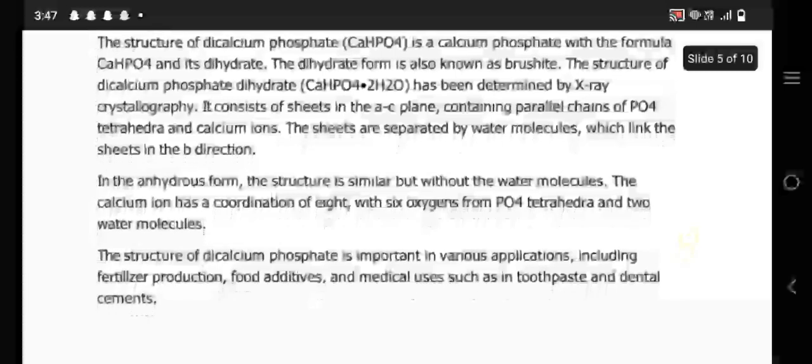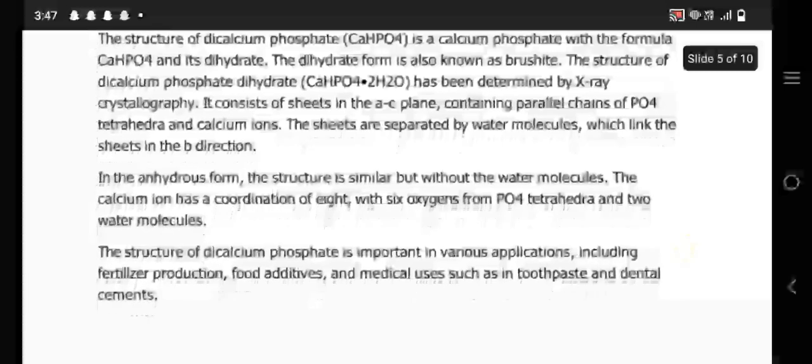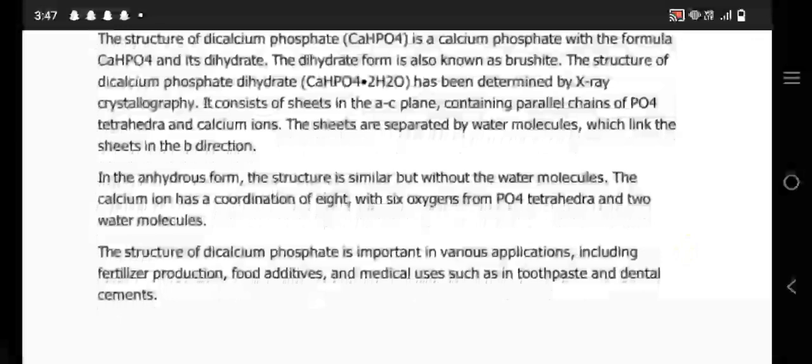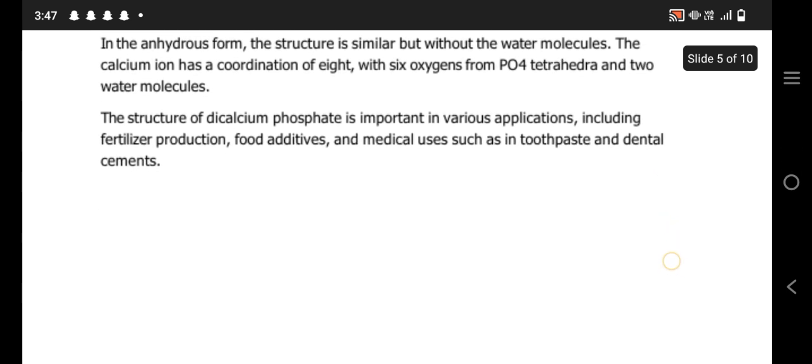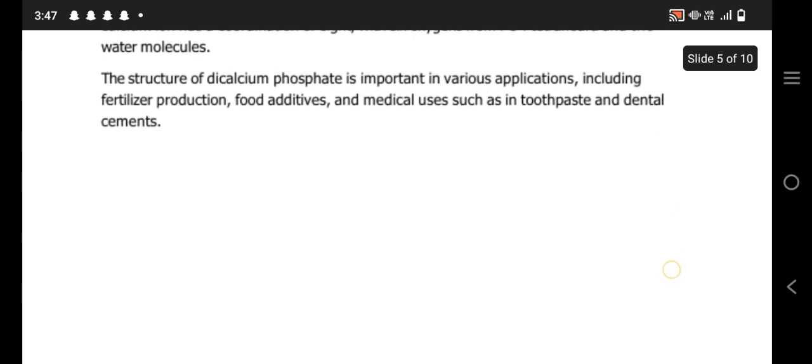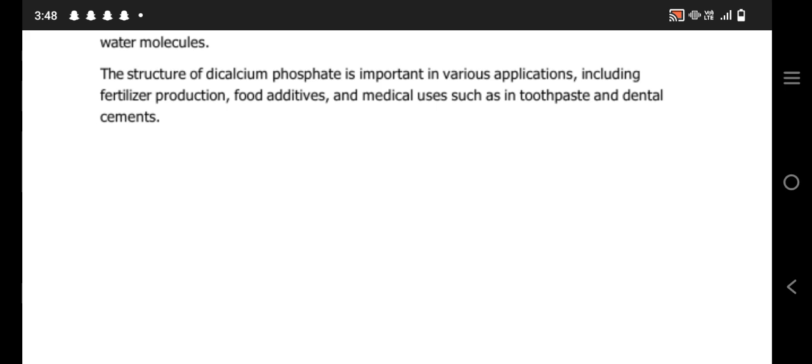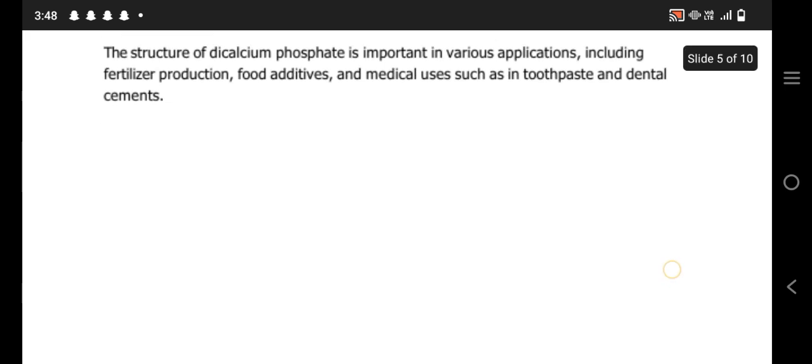In the anhydrous form, the structure is similar but without the water molecules. The calcium ion has a coordination of 8, with 6 oxygens from PO4 tetrahedra and 2 water molecules. The structure of dicalcium phosphate is important in various applications, including fertilizer production, food additives, and medical uses such as toothpaste and dental cements.